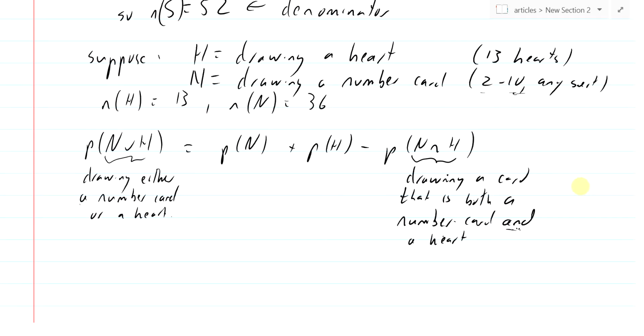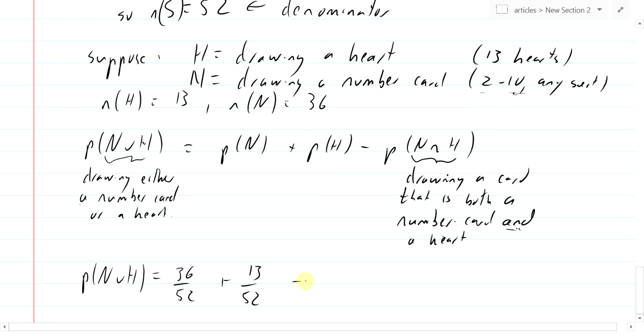So what are our probabilities here? Probability of N union H, we don't know what that is, but we know how many number cards there are. There's 36 out of the 52 we've got. Probability of drawing a heart, we know there's 13 out of the 52. How many cards are both number cards and hearts? Well, there's 9 number cards in each suit, 2 through 10, so minus 9 over 52. And that's 40 over 52, right? 49 minus 9 is 40. And that's 0.7692 if you multiply all that out. Okay, so that's number cards or hearts.